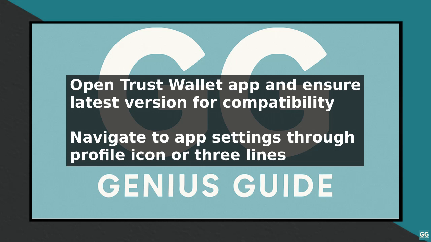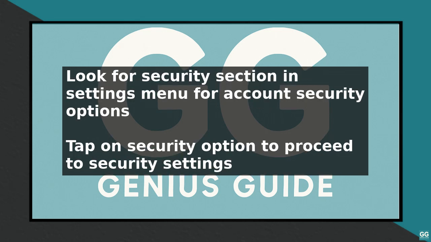corner, depending on your device and app version. This will take you to the main menu where you can access various features and settings. Next, look for the Security section within the Settings menu. This section may be labeled as Security, Account, or something similar, depending on the app version. Tap on this option to proceed to the Security settings.